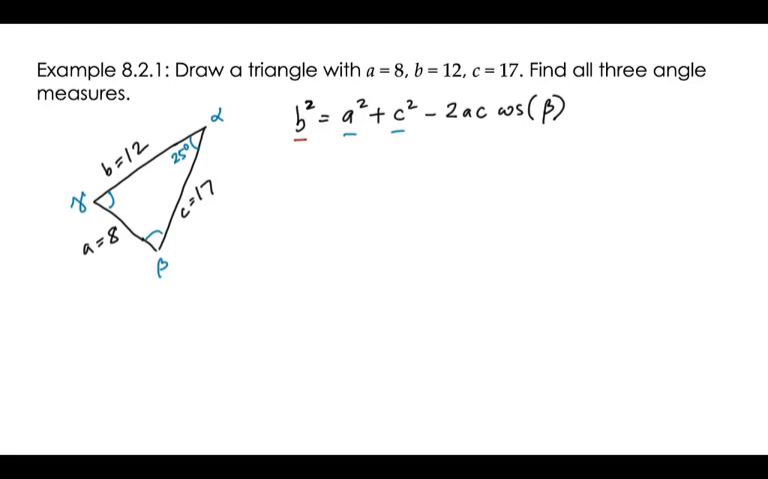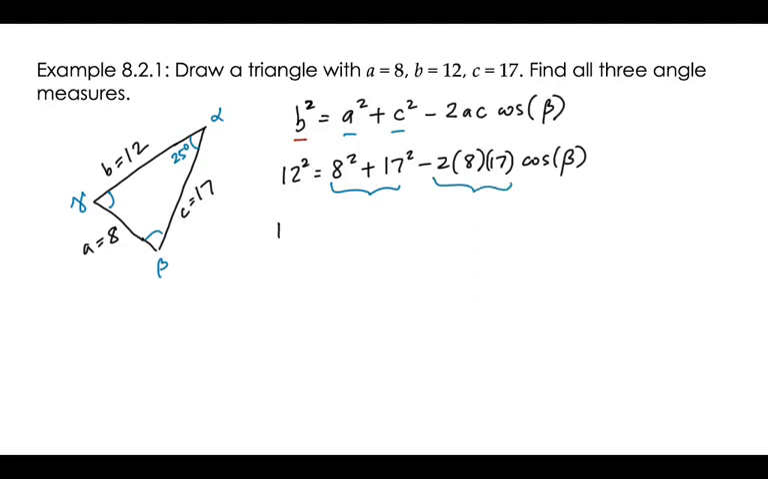Plug in everything that we know. Side length B is 12, A is 8, C is 17, and cosine beta is what we're solving for, so I leave that. We're going to simplify these numbers in our first step. So 12 squared is 144. Then 8 squared plus 17 squared gives me 353. 2 times 8 times 17 gives me 272.